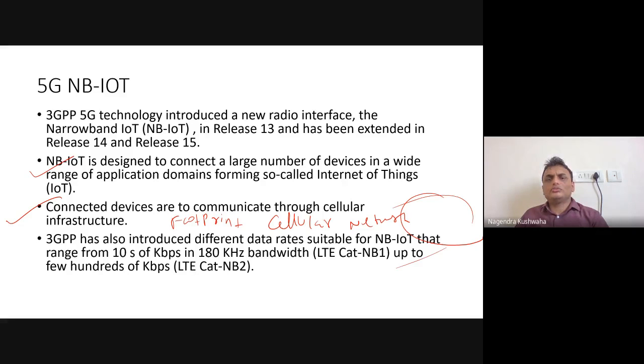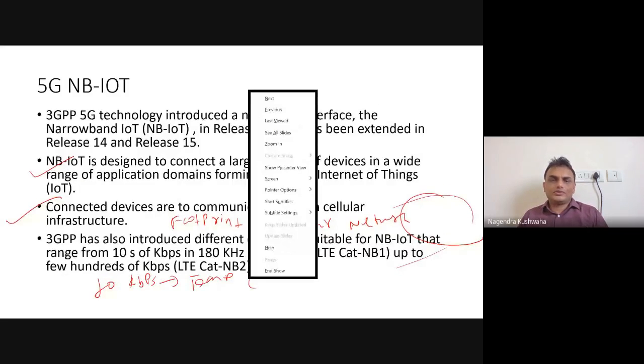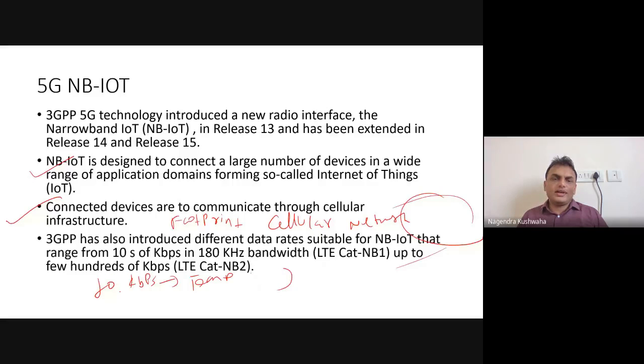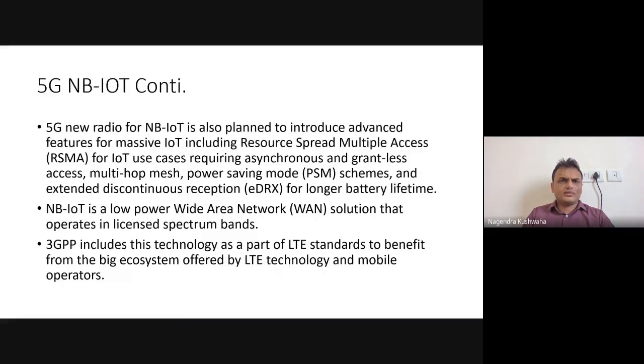3GPP, as we have discussed earlier, is suitable for different data rates. Like 10 kbps, and they can go up to 100 kbps or more than 100 kbps depending upon our application. Why am I saying so? Because 10 kbps may be suited for measuring the temperature of any physical environment, but maybe for connected cars we require hundreds of kbps data rate with low latency. So depending upon the requirement, they have given us a set of different types of data rates.